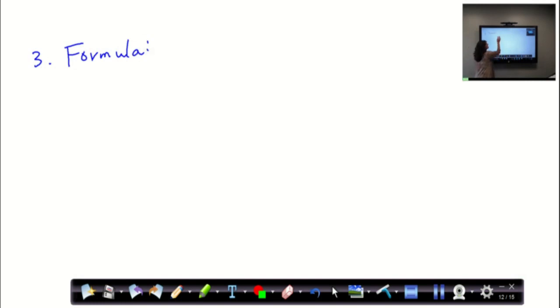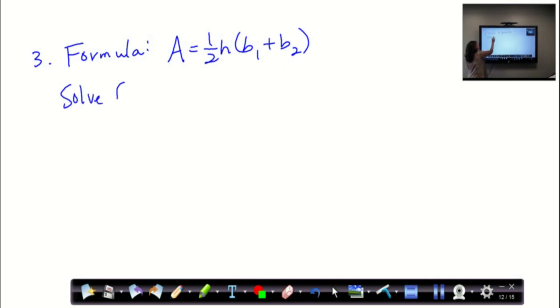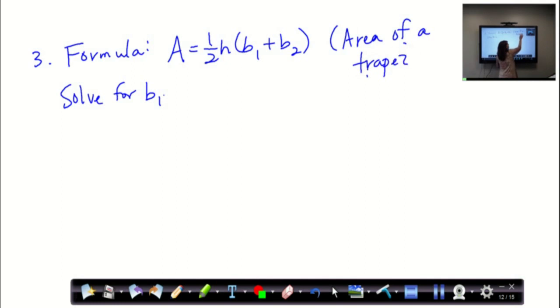And this formula is A equals 1/2 H, B1 plus B2. And I'm going to solve this for B1. What's this the formula for? Well, the fact that it has an A means area. Area of a what? Not a triangle. That would be 1/2 base times height. This has two bases. What figure looks like a triangle but has two bases? Yeah, trapezoid. So this is the area of a trapezoid.